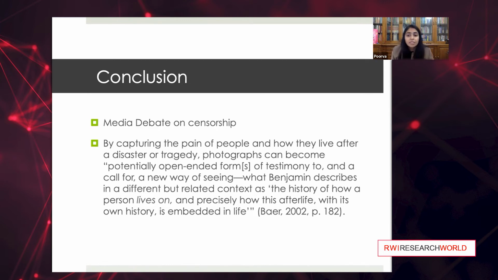So I'll end with this last quotation by Baer. He says, by capturing the pain of people and how they live after a disaster or tragedy, photographs can become potentially open-ended forms of testimony to and a call for new ways of seeing. What Benjamin describes in a different but related context as the history of how a person lives on, and precisely how this afterlife with its own history is embedded in the life.